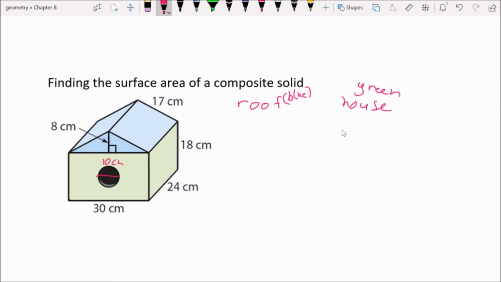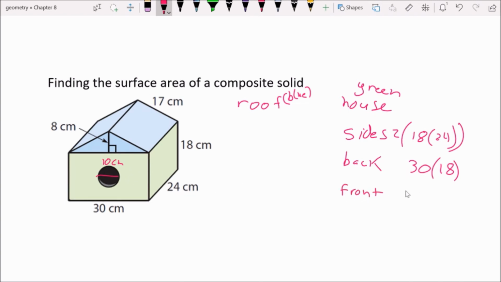Okay, so the house has sides, left and right, and they've labeled that as 18 and 24. So that's 18 times 24, and there's two sides, so I'm going to multiply that by 2. There's the back of the house. How is that? So this house is 30 across, so its base is 30. The height of the house is 18, so that's 30 times 18. What about the front of the house? The front is also 30 by 18, but there's a catch.